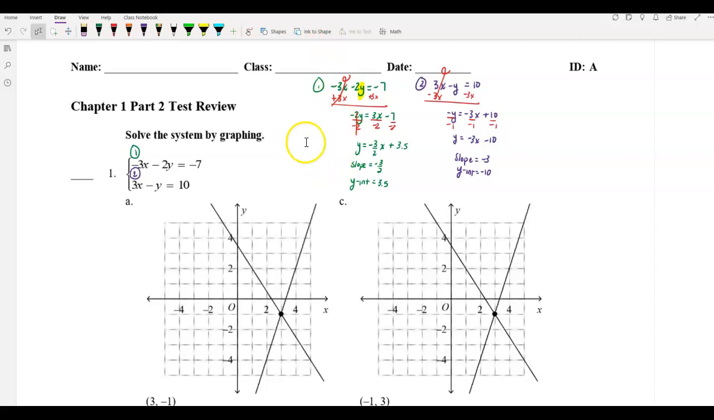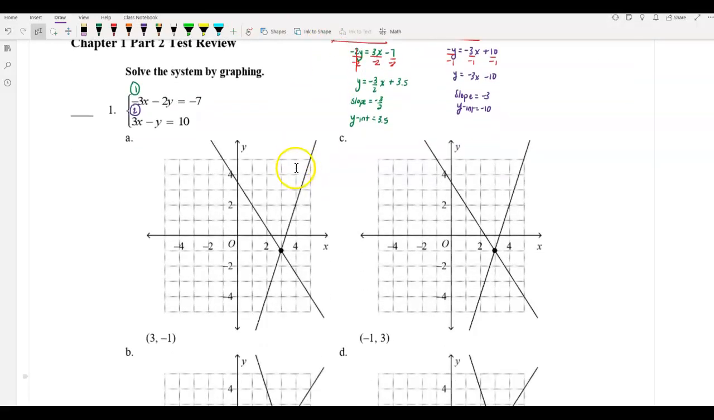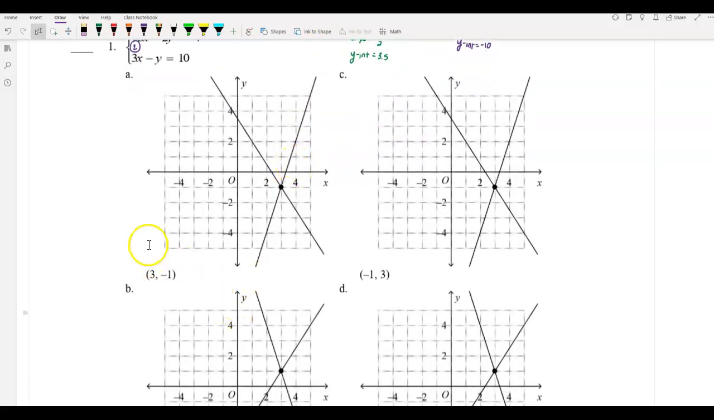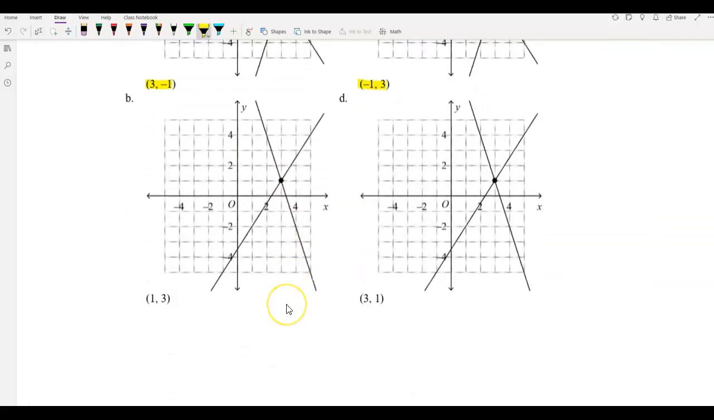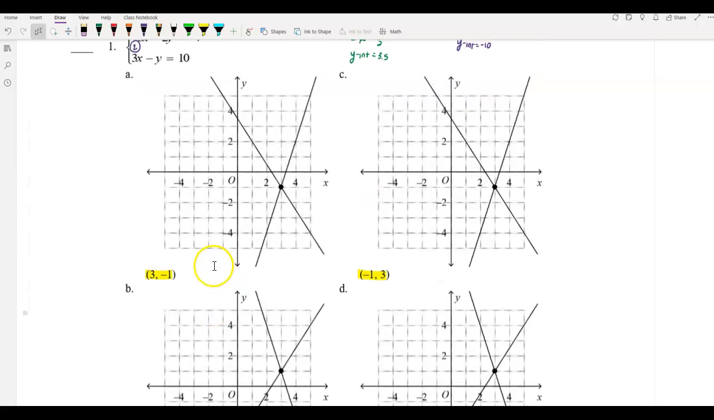All right, so we have quite a few options here. Option A has an answer that crisscrosses at 3, negative 1. Option C is negative 1, positive 3. Option B is 1, 3, and option D is 3, 1. Now, first things first, let's see if these points match. It says that 3, negative 1 is where this crosses, and that's correct.